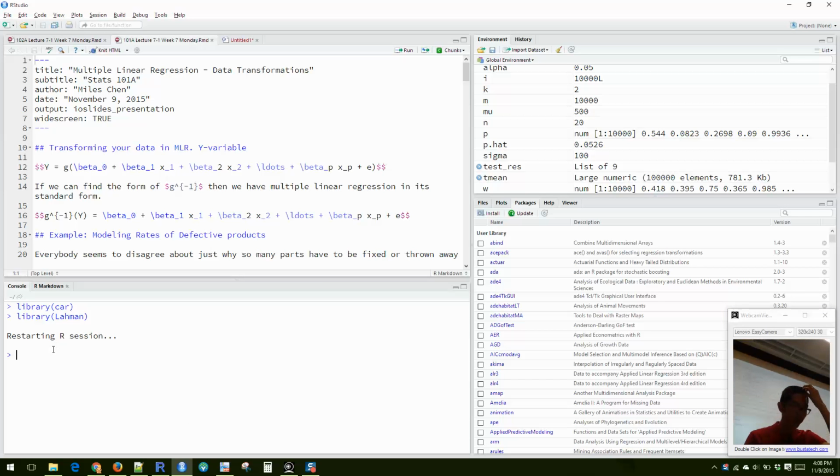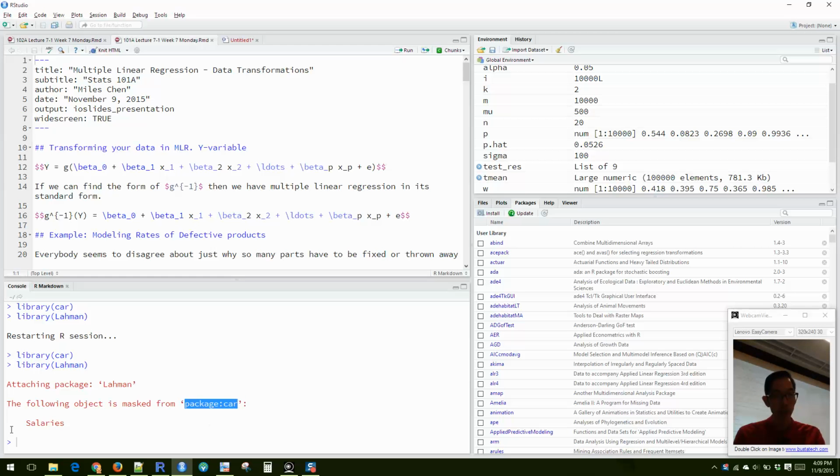Okay, so the issue is library car and library lawman both have objects called salaries in them. If you load lawman first and then car, the salaries object in car is going to mask the salaries object in lawman. So if you want to use the salaries object in lawman, load library car first, and then load library lawman. Then it will say the following object is masked from package car: salaries.